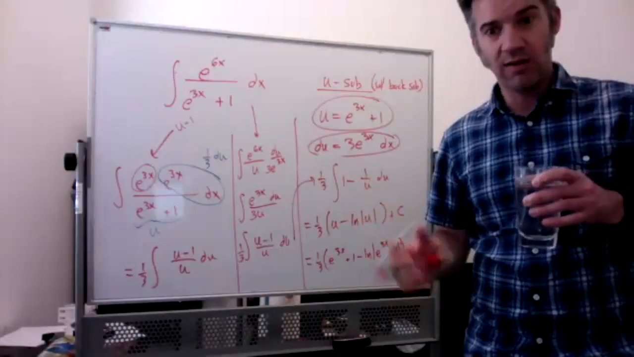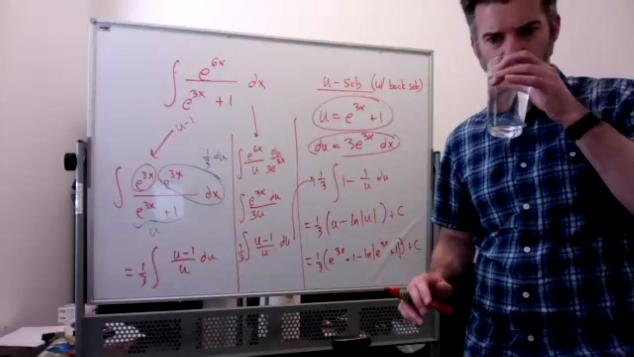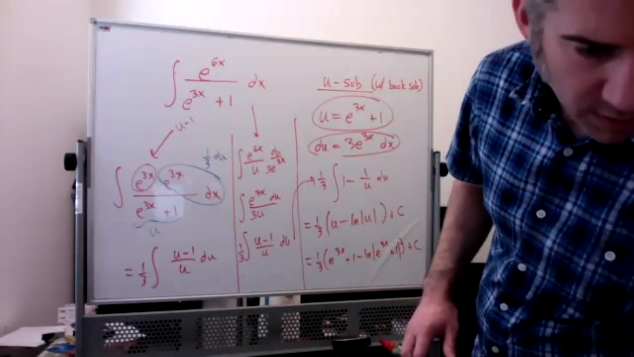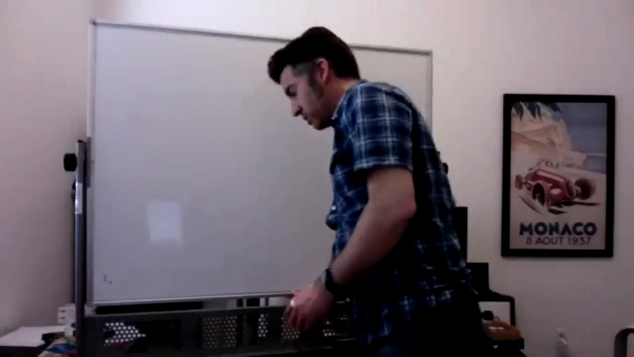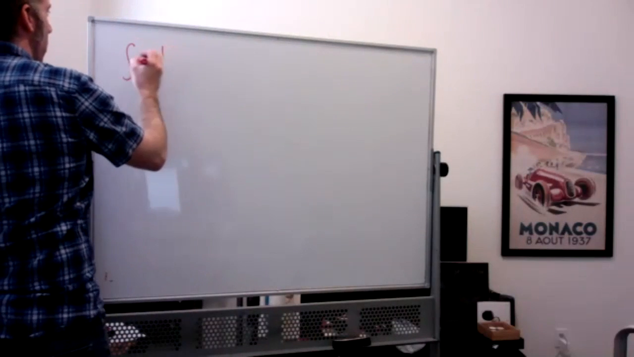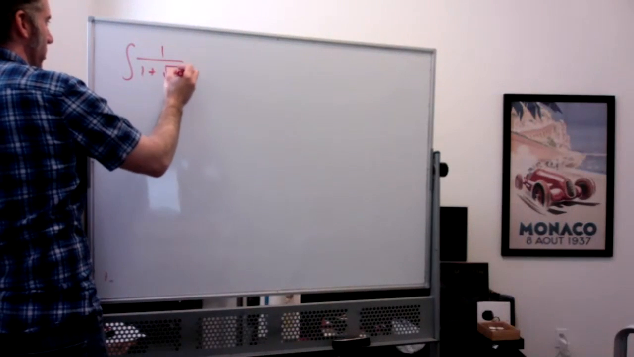Whew. Okay, so that's an example of a back substitution where you've got leftover x's that you have to substitute in for. Let's do one or two more examples. Often they seem to come up when you've got square roots. So let's look at something like this. Let's look at the integral of 1 over 1 plus the square root of x.